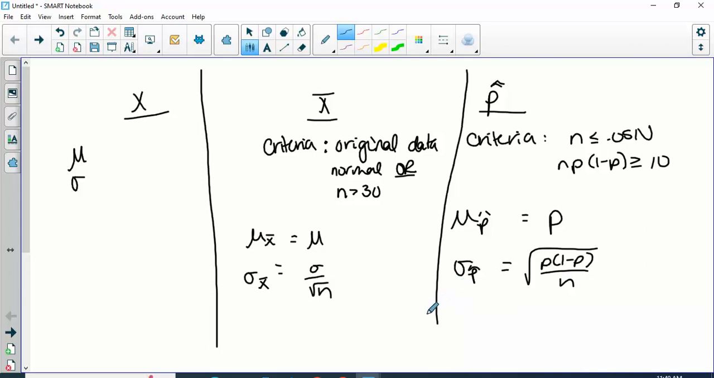So if you don't look over anything else before tomorrow, I would look at this so that you know what variable, what criteria goes with which variable. Then after that, it's all a matter of finding your z-score and getting your probability from your table.